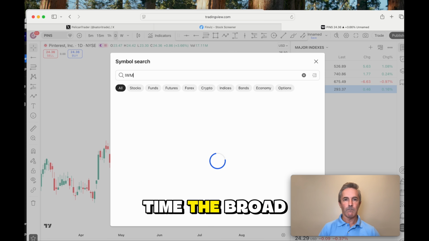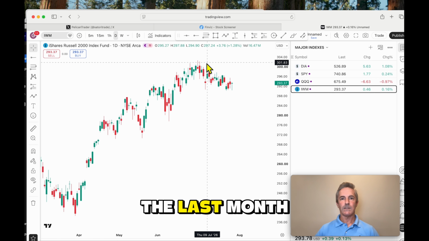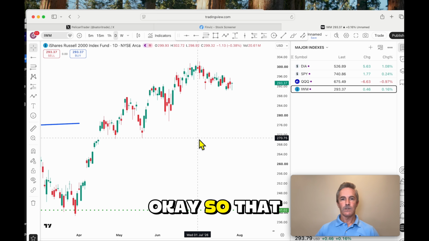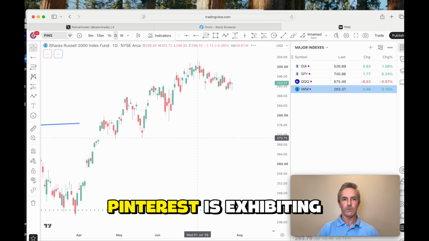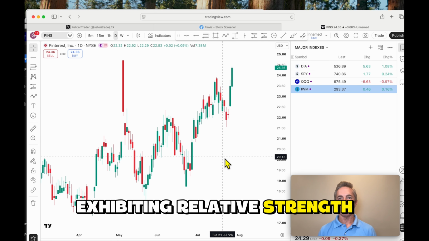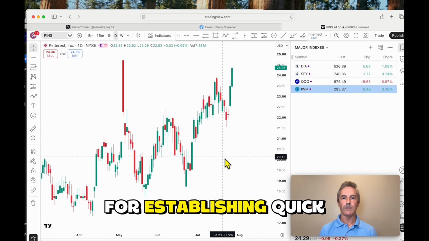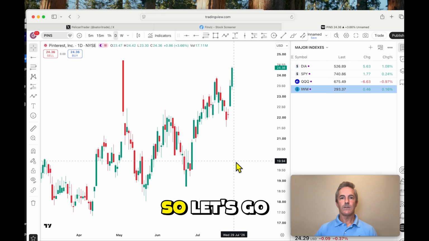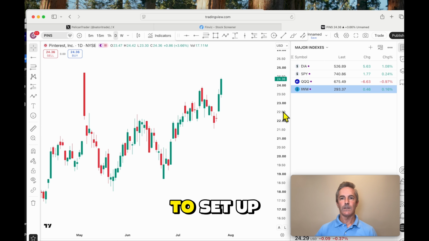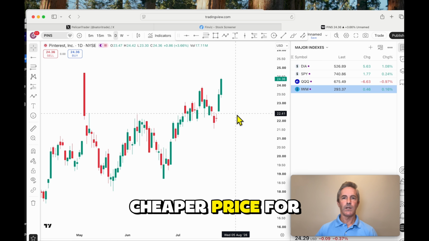At the same time, the broad stock market over the last month has been in a gradual declining downtrend. Okay, so that is called relative strength. Pinterest is exhibiting relative strength. And when you have a stock exhibiting relative strength, those are ideal for establishing quick bounce trades. So let's go find a support level or two to see if there's a level where we'd want to set up a trade for, like I say, either a quick bounce or, if you're a longer-term investor, just getting a cheaper price for your entry.